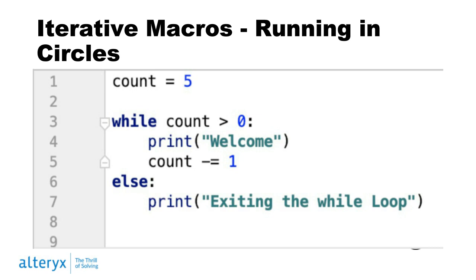So this is a really simple example of a loop, and I think it's quite easy to understand that we will loop through the same code and then subtract 1 from the count. Great. So what does that look like in Alteryx?